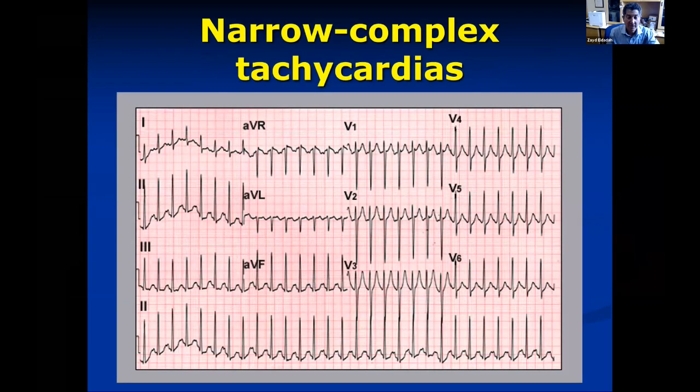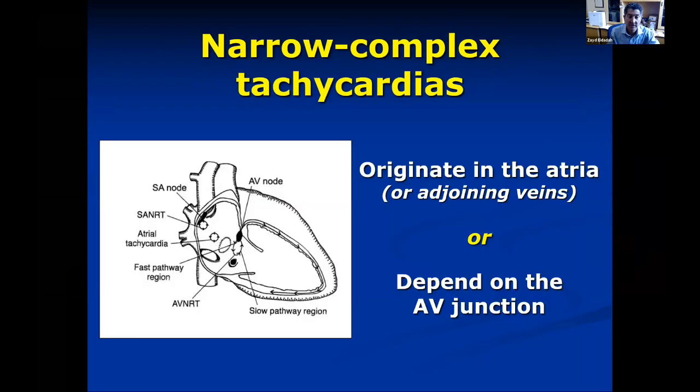This is a typical narrow complex tachycardia, rates greater than 100. And what does that mean when they're narrow complex? Well, it means that the rhythm originates either in the atria, the upper chambers of the heart, or in some fashion depends on the AV node and travels through the AV node. Because anything that hits the AV node, if the AV node is normal and the subsequent downstream conduction system is normal, will result in a rapid progression of electricity through the ventricles and therefore a narrow complex rhythm.